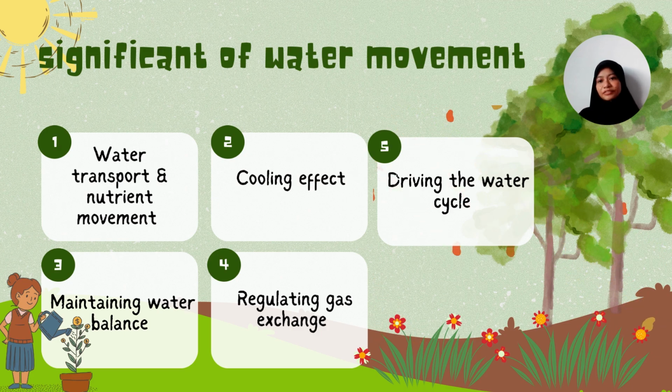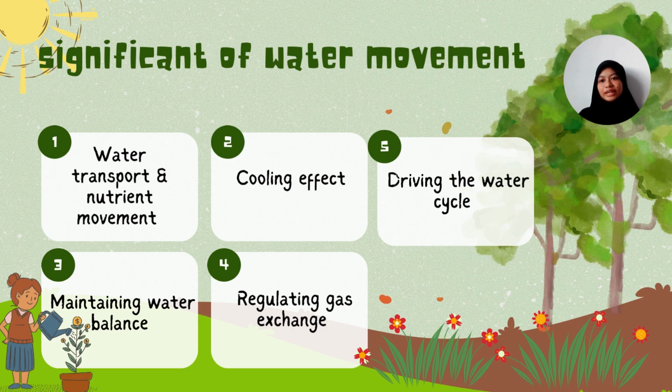The second significance is the cooling effect. Transpiration helps regulate plant temperature by releasing water vapor. The process of evaporation from leaf stomata removes heat, effectively cooling the plant, which is essential for preventing heat stress and maintaining metabolic function. The third significance of water movement is to maintain water balance.